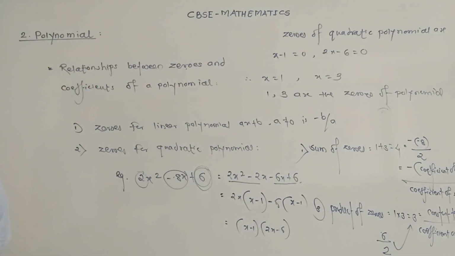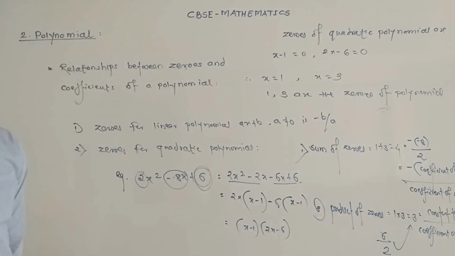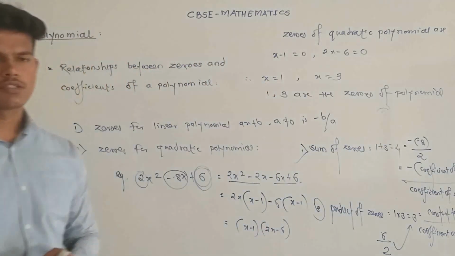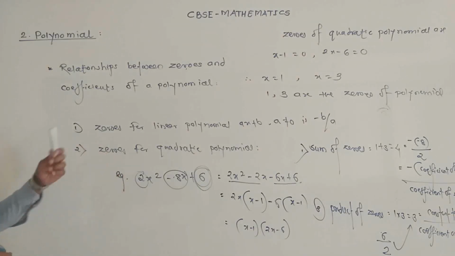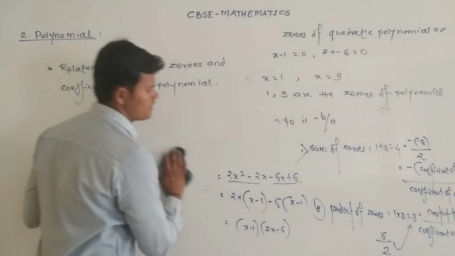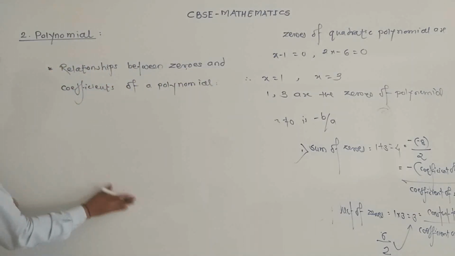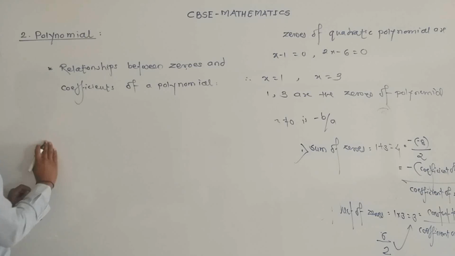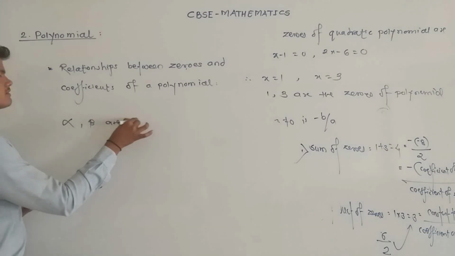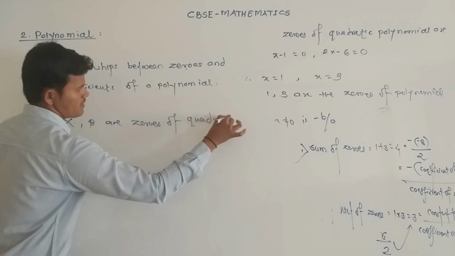So the second relation is the product of zeros, which is nothing but the constant term divided by the coefficient of x square, and for the sum of zeros the relation is minus of the coefficient of x divided by the coefficient of x square. So these are the relationships for the quadratic polynomial, the sum of zeros and the product of zeros. It can also be stated in general: consider alpha and beta are zeros of the quadratic polynomial.